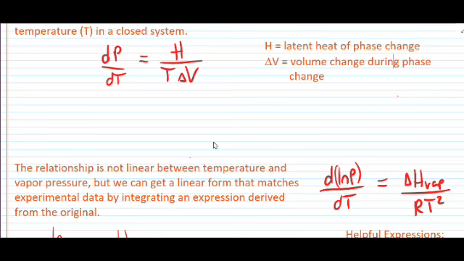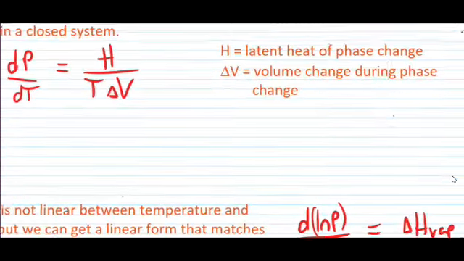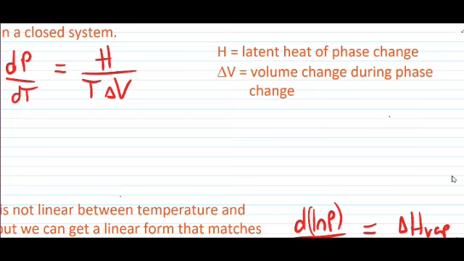So here it is: the change in natural log of pressure as a function of temperature equals the molar heat of vaporization divided by the ideal gas constant and temperature squared. Looking at this, we see that the delta V term has disappeared. So let's talk about that as part of our simplification of the expression.